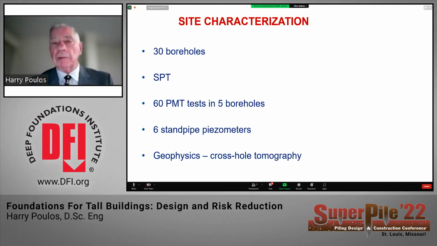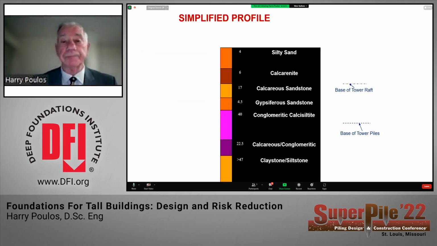And it was a fairly significant ground investigation, as befits this type of project. There were 30 boreholes, lots of SPTs, lots of pressure meters, lots of piezometers, and importantly, quite a bit of geophysics and cross-hole tomography, which was done primarily for two purposes. One was to assess the uniformity of the site, and the other one was actually to get quantitative data on the shear wave velocity, and from that, initial shear modulus values for the various layers within the profile.